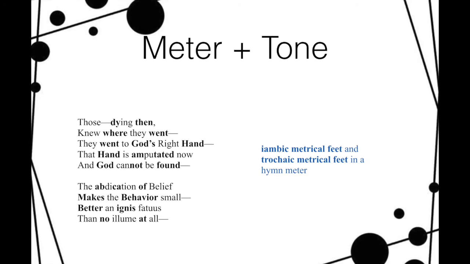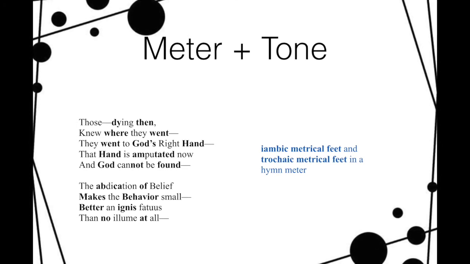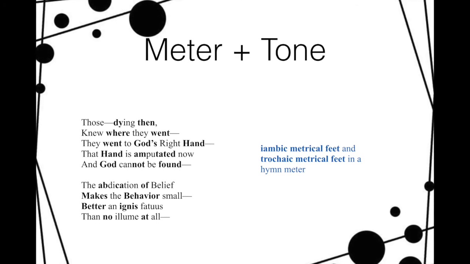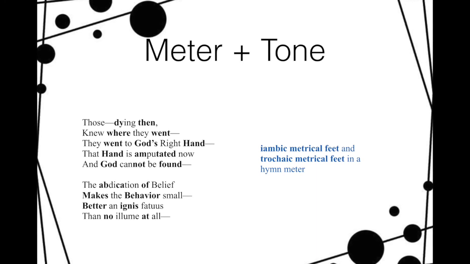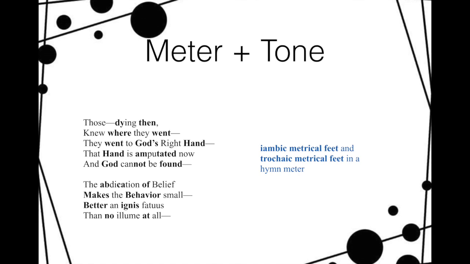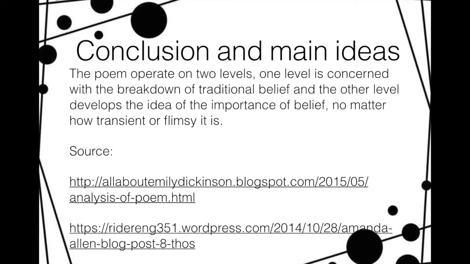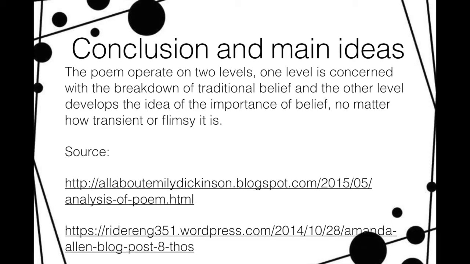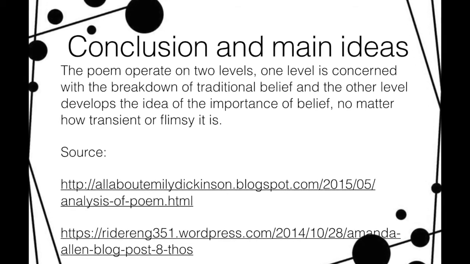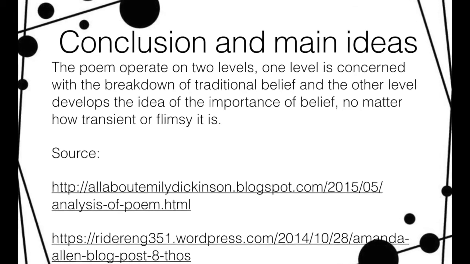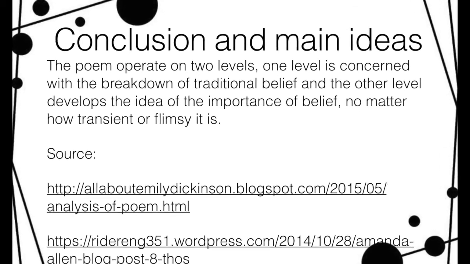And on the opposite, trochaic metrical form helps establish a gloomy and melancholy tone, which serves to convey the message that without beliefs, the meaning of our lives will be undermined, which is a very scary consequence. So to conclude, the poem operates on two levels. One level is concerned with the breakdown of traditional belief, and the other level develops the idea of the importance of belief, no matter how transient and flimsy it is.